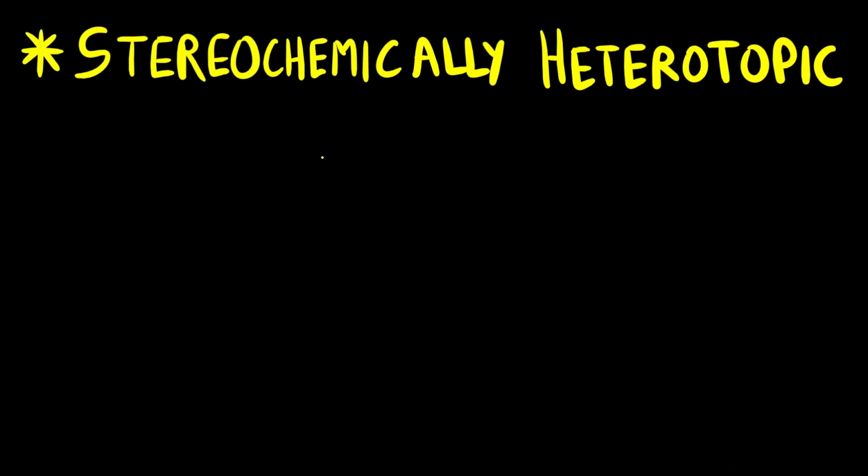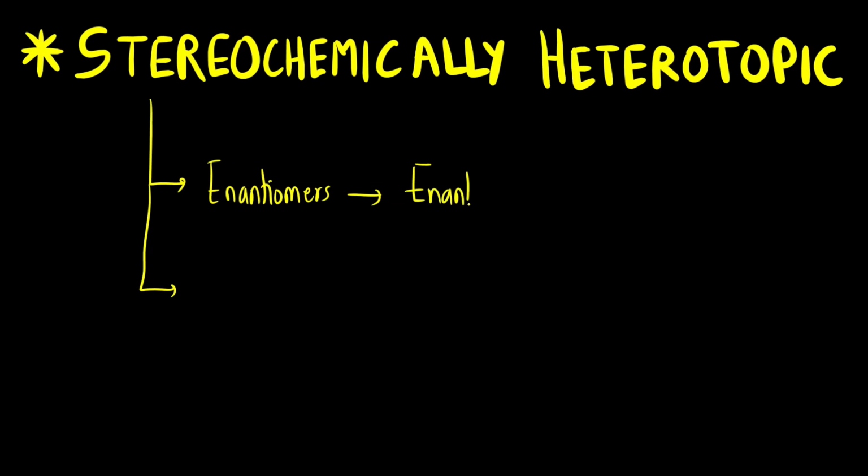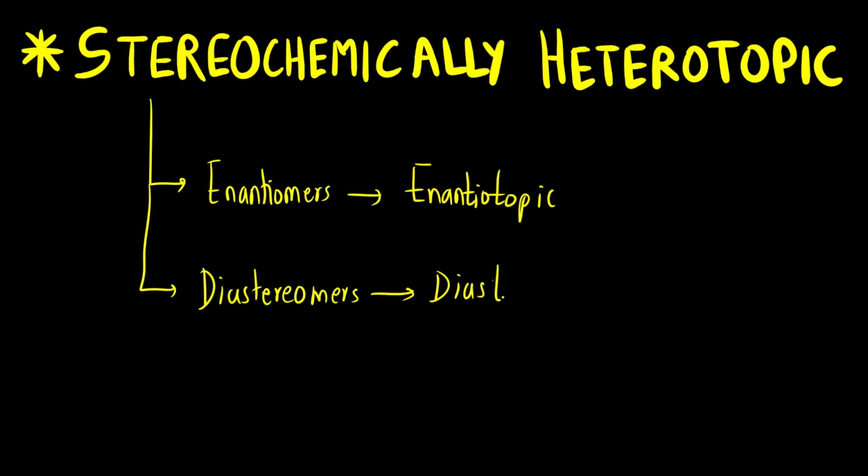Next is stereochemically heterotopic. We had seen just now, if the relation between the two molecules is enantiomers, then the two groups or ligands are called enantiotopic. And if they are diastereomers, then we call them diastereotopic.